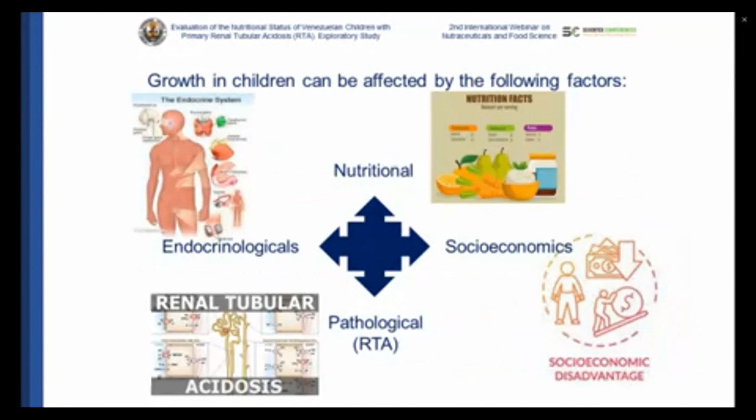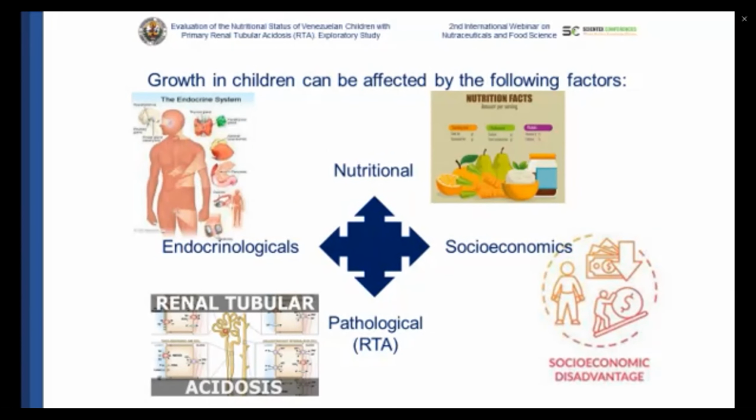Among the main factors that can affect the growth of children, we have nutritional factors such as deficiencies or deficits due to decreased intake, socioeconomic factors, low availability of money for parents to buy enough food in quantity and quality, endocrinological factors such as hormonal failures or deficiencies such as growth hormone, or pathophysiological factors such as primary renal tubular acidosis.